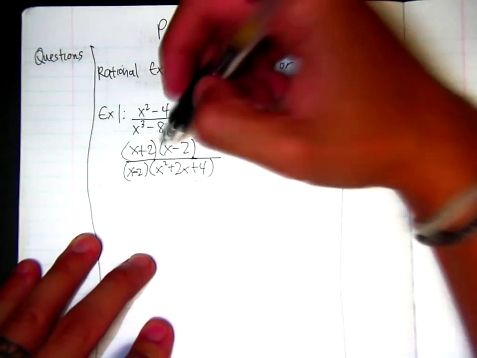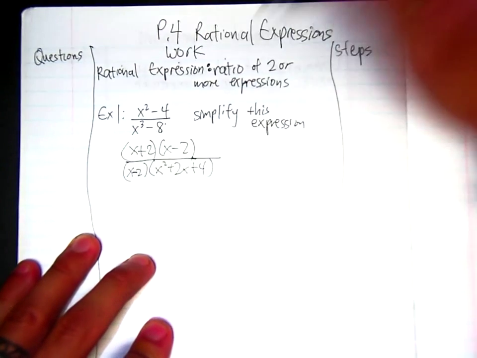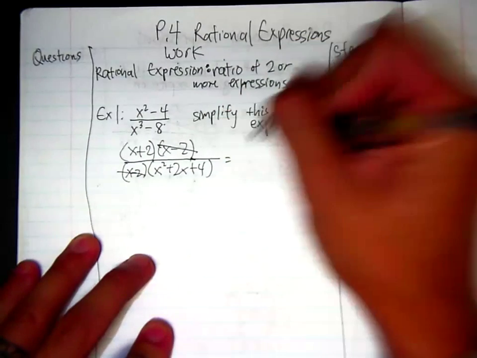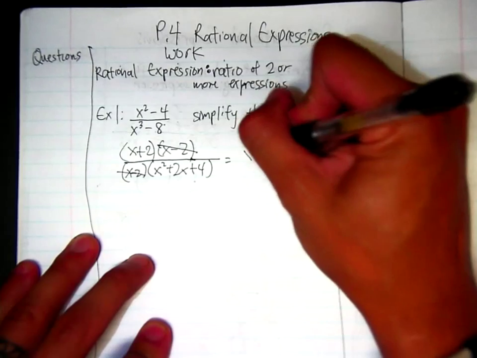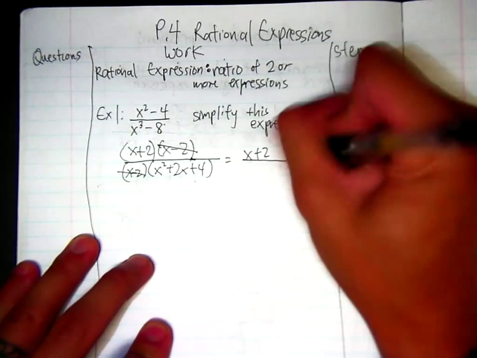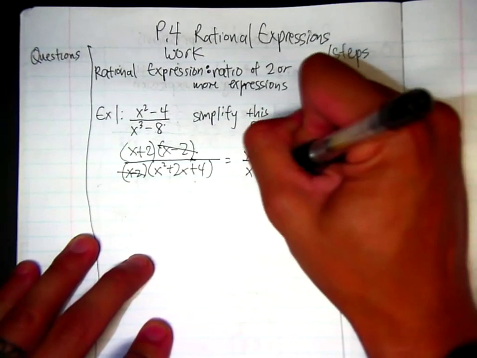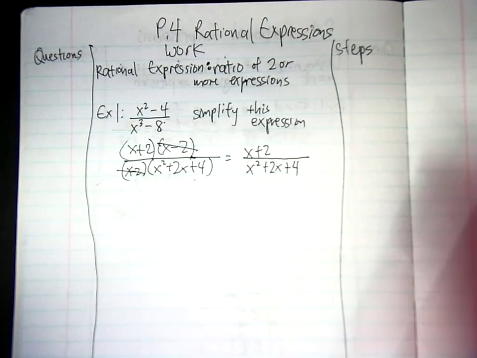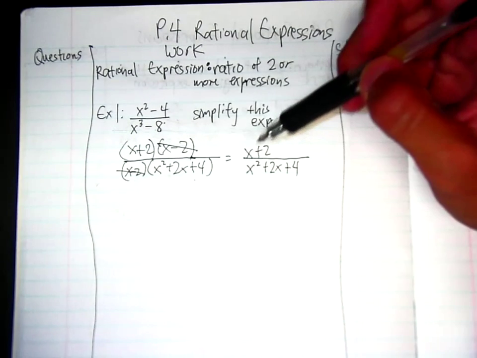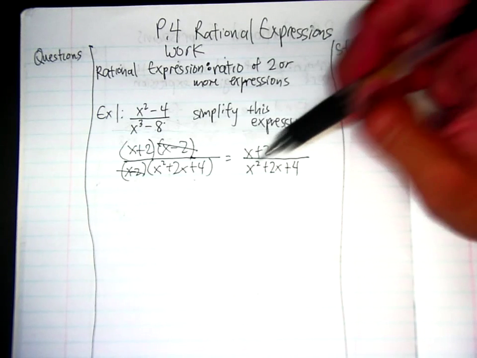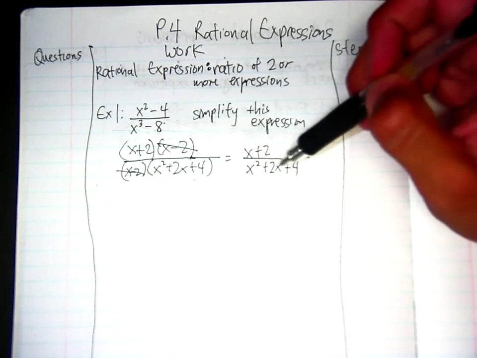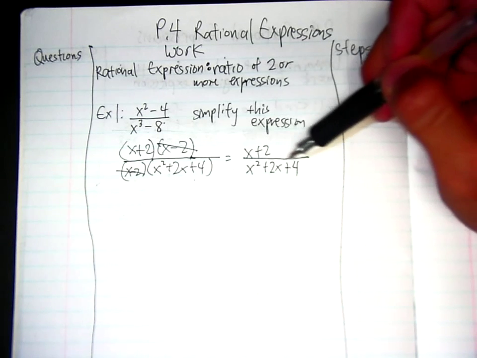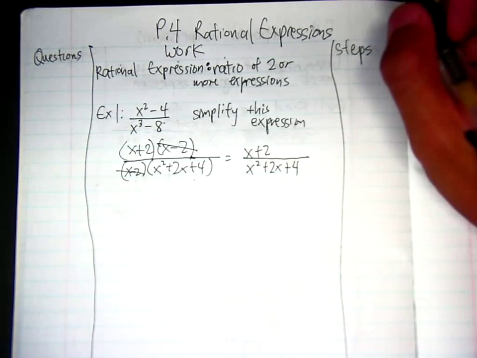And literally, I'm just going to look, and I'm going to cross out what they have in similar. So they have x minus 2 in common. So my new rational expression will be x plus 2 over x squared plus 2x plus 4. Okay, and then if I can simplify it more, I will. Just note that you have to think of x plus 2 as one entire term, so unless there's another x plus 2, I can't cross it out, and think of this as one term too. Just because you see two x's doesn't mean you can cross them out.